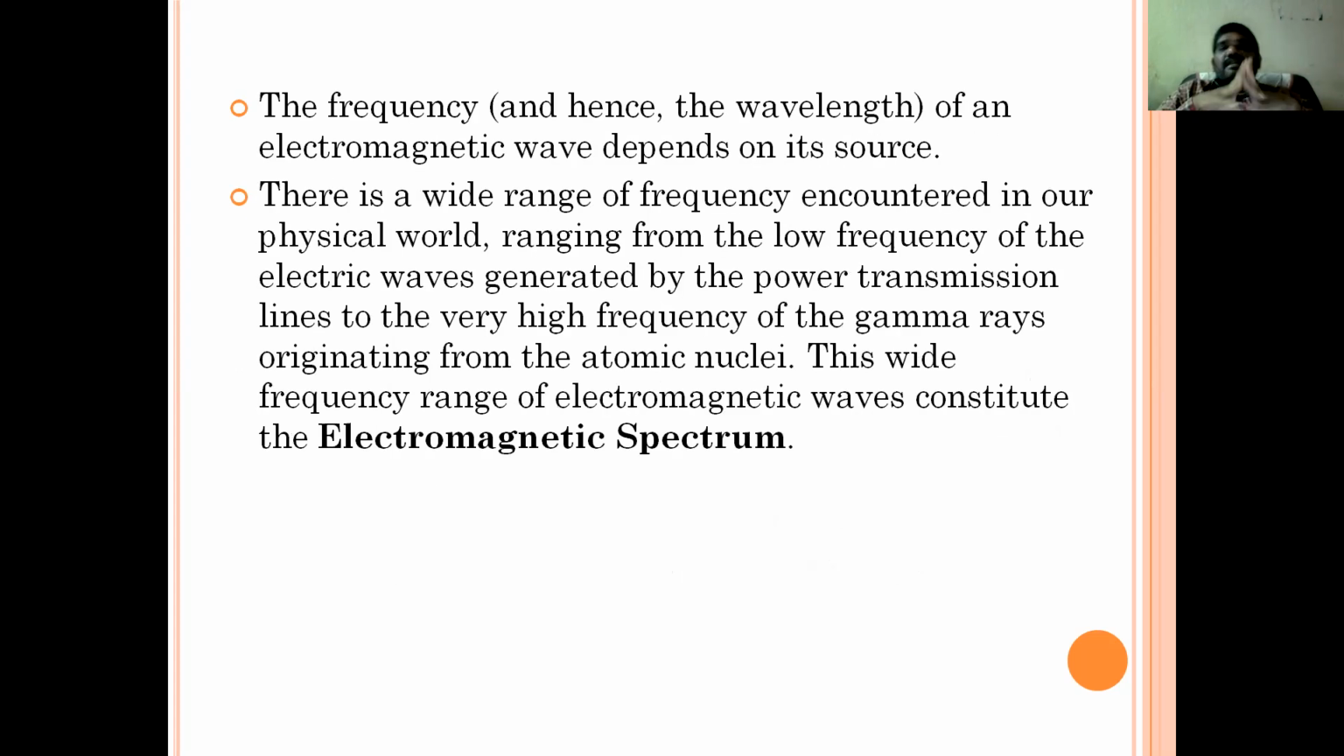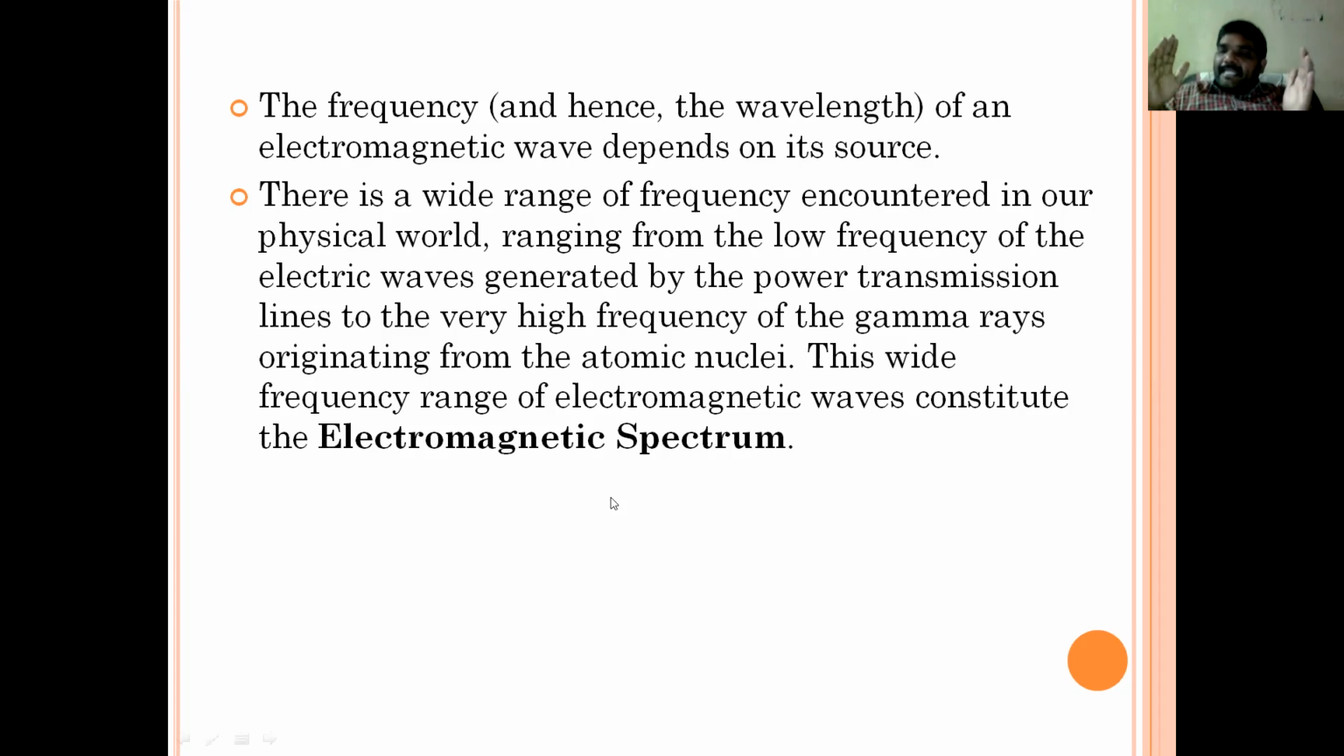One particular point here: there is a wide range of frequency encountered in our physical world. What is frequency? The number of cycles passing a fixed point at a particular time is called frequency. There are different types of frequencies, ranging from low frequency electric waves generated by the power transmission lines to the high frequency gamma rays originating from the atomic nuclei.